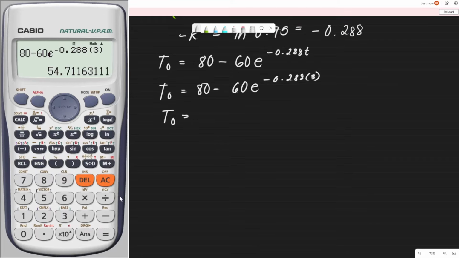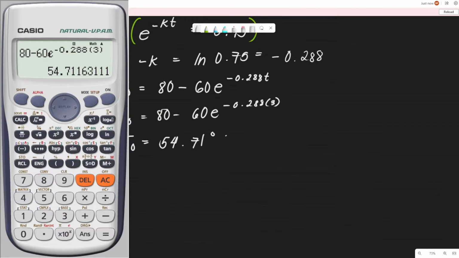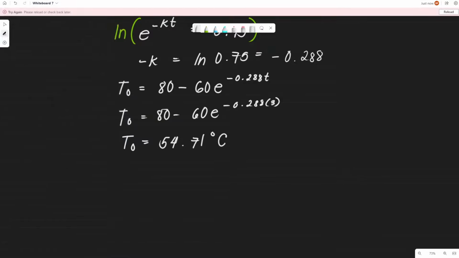Therefore, we have T sub O is equal to 54.71 degrees. What is this, Celsius? Wait, I forgot. Yeah, Celsius. So, degrees Celsius. And the problem doesn't ask you to convert, but if it does, of course, you need to know the conversion. Okay, so T sub O is equal to 54.71 degrees Celsius.